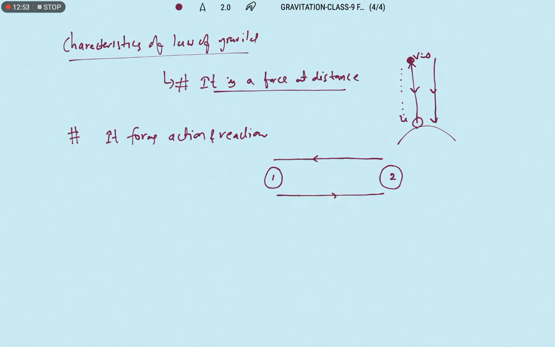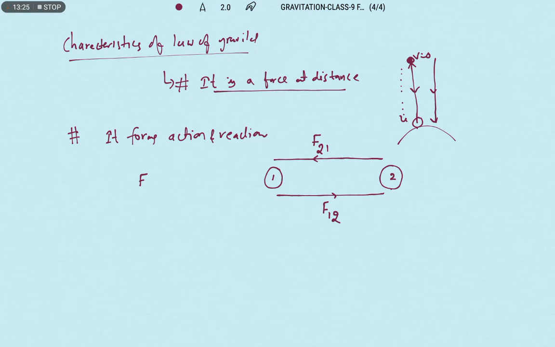That means there is a force of attraction acting on the second object due to the first one. The first one tries to pull the body towards it. In the same way, the second one also tries to pull body one towards it. That means there is a force acting on one due to two. So it forms an action and reaction pair. Any one of them we can take as an action, and the other will automatically be a reaction.